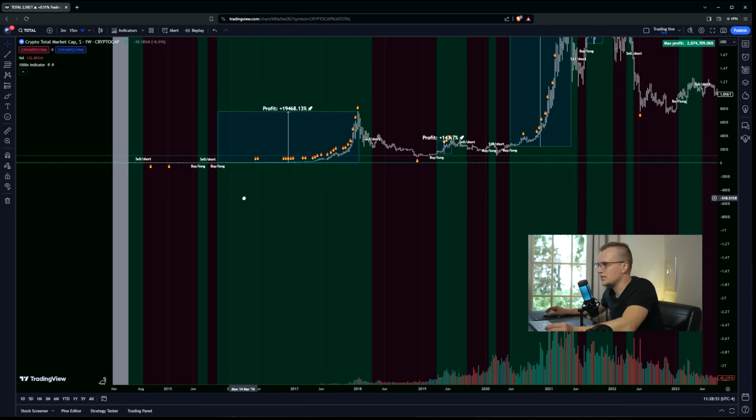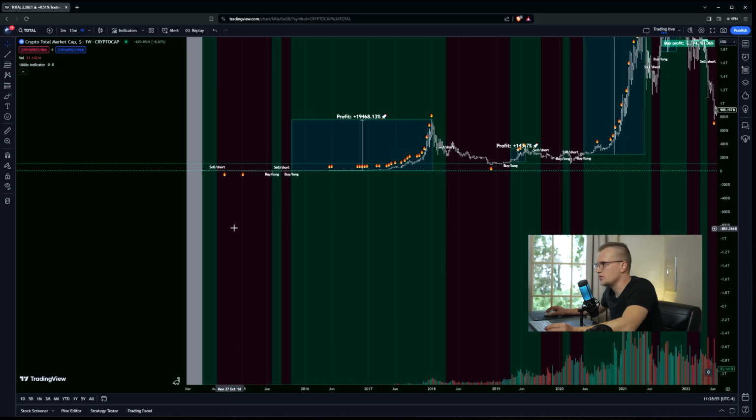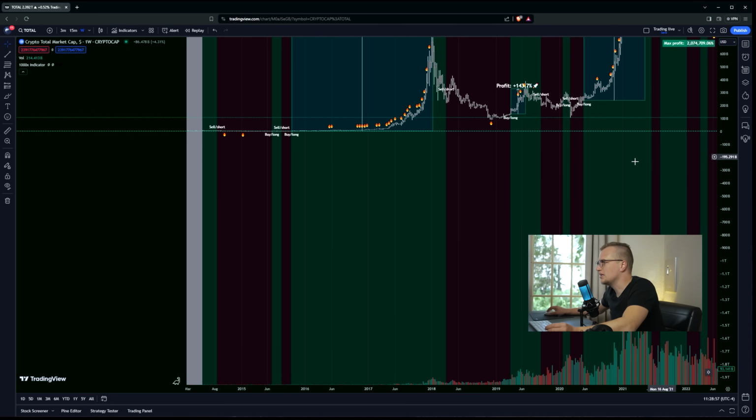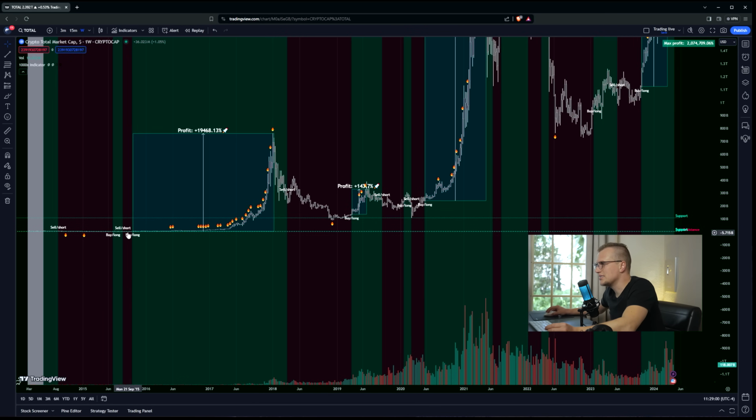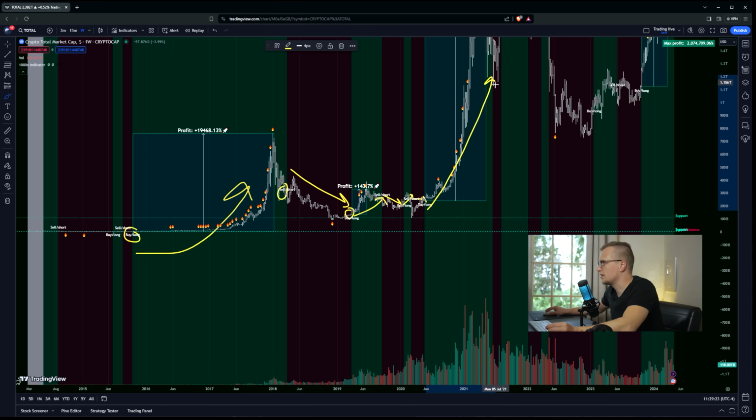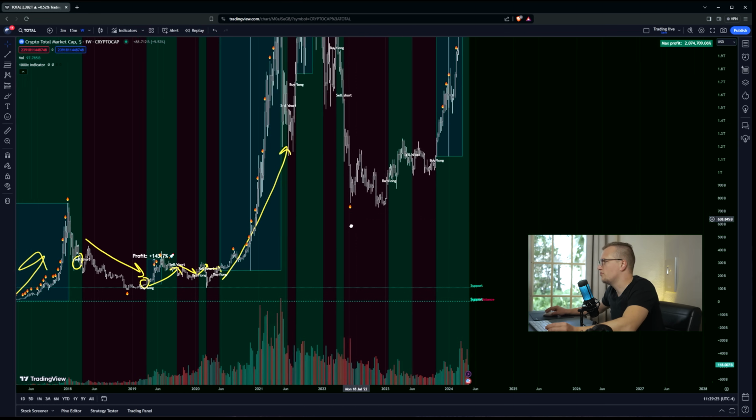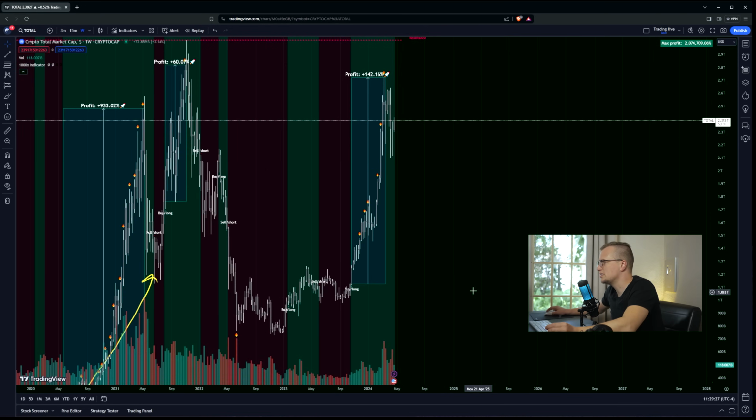If you take a look at this chart starting from 2015, you can clearly see that the indicator managed to predict when each of the cycles started and ended. So this was our bullish cycle, this was our bearish cycle, this is when it ended. Another bullish cycle, another bearish cycle, another bullish cycle, another bearish cycle, another bullish cycle, and so on and so forth. So what do we see right now?